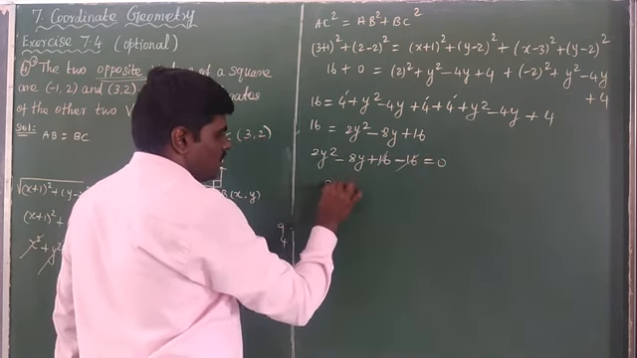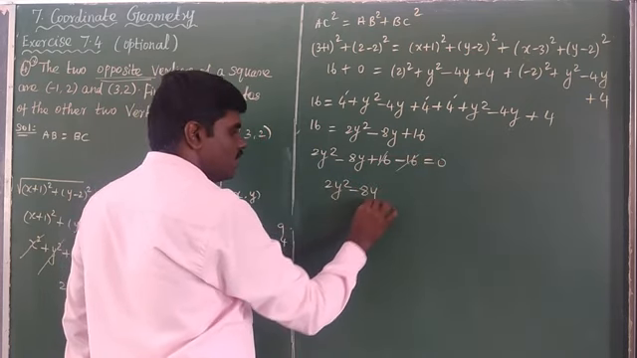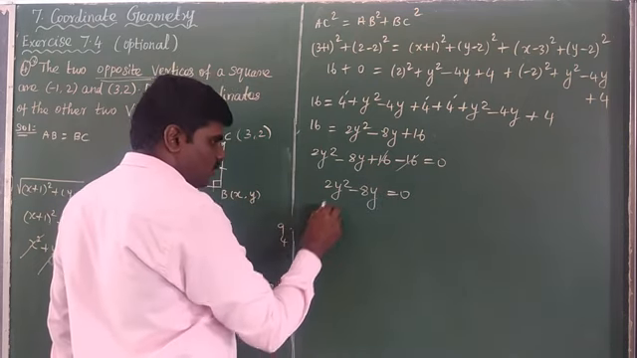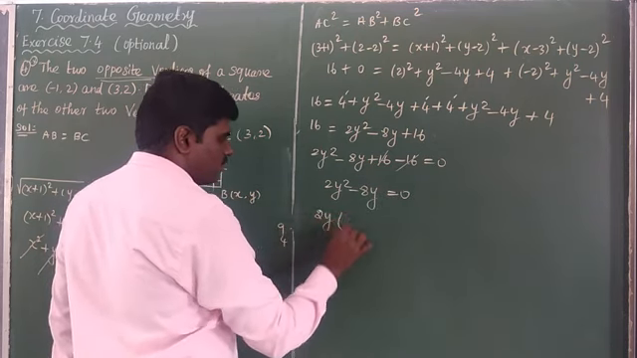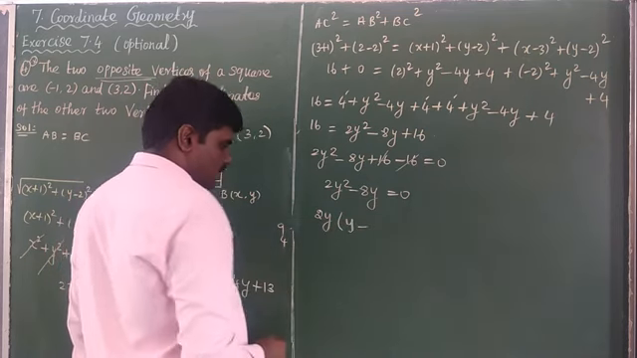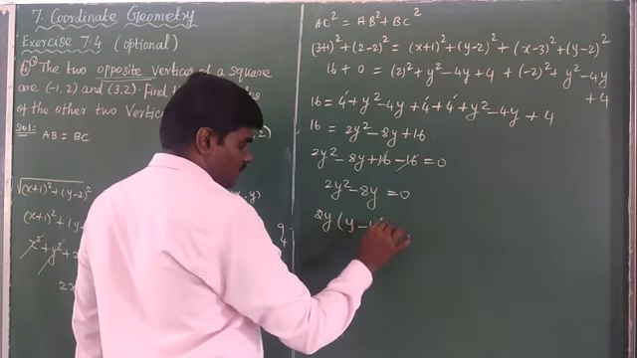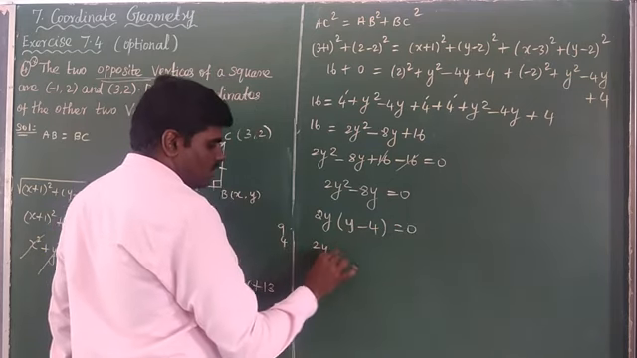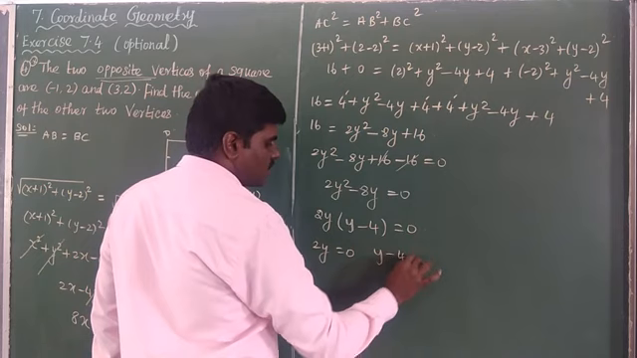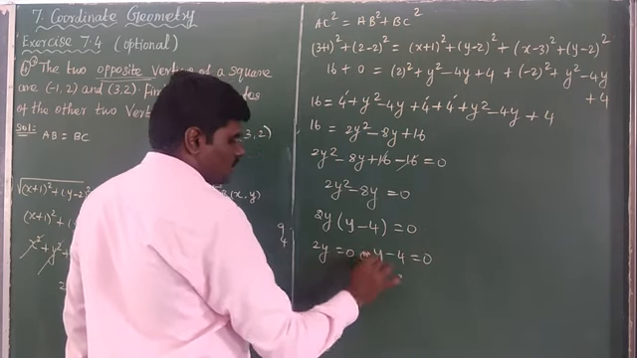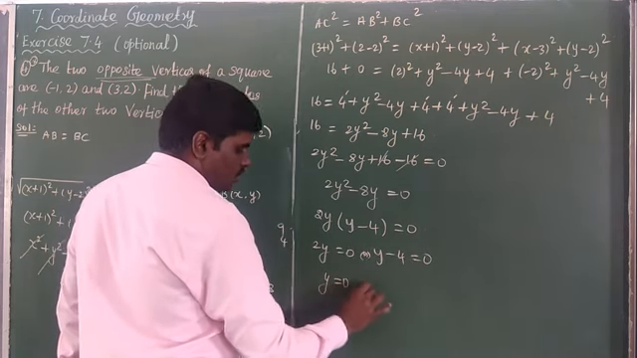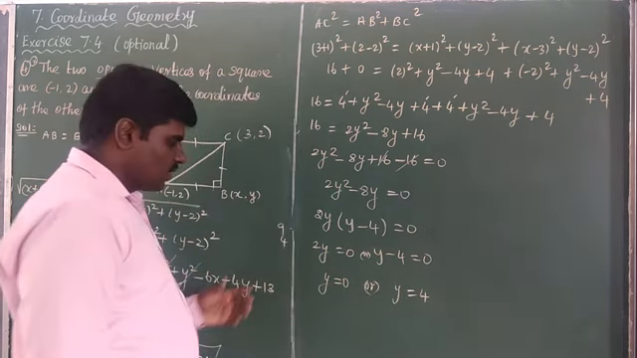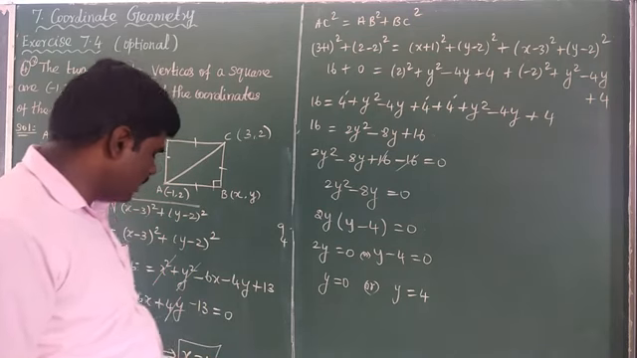Cancel. Over here, 2y square minus 8y is equal to 0. Taking y common, 2y common. What's the remaining? y minus 4 is equal to 0. It's clear? That's the meaning of 2y is equal to 0. Another one, y minus 4 is equal to 0. So y is equal to 0, or next y is equal to 4. How many y's are there? 0 and 4. Already x value is 1.